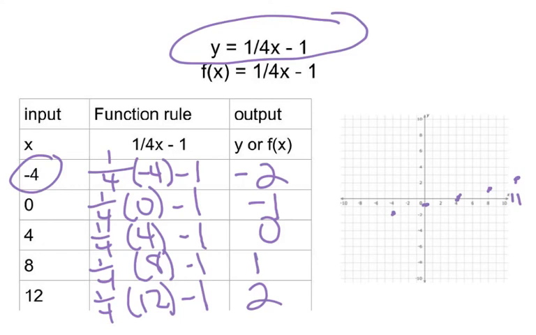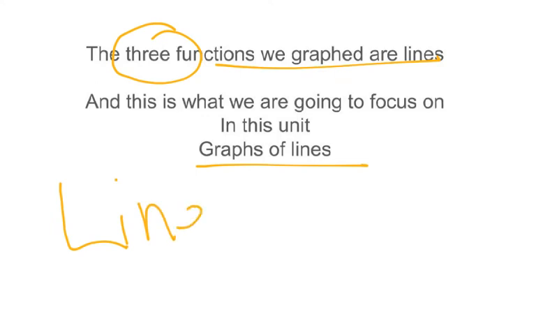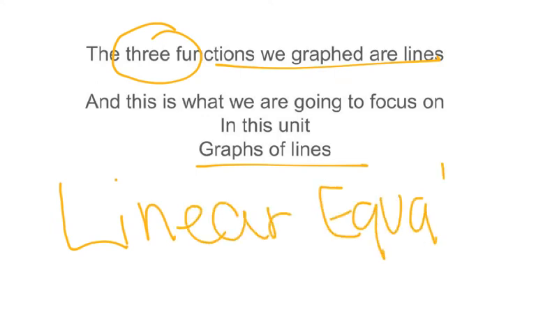You can see how they line up if I was to draw a line through it, which we're going to work on in the next section. We're going to learn a whole lot more about this function called a line. But right now, I just wanted you to understand function rules and the inputs and outputs for that line. So you could see that all three were lines. We're going to talk about graphs of lines, and these are called linear equations. And that's going to be the focus of the rest of this unit.